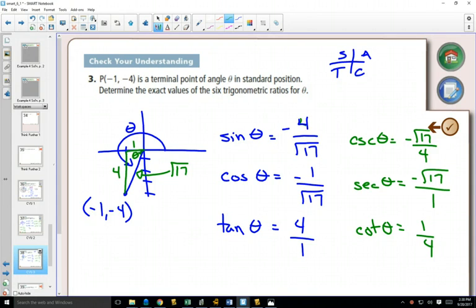So anytime you can draw a triangle, you can figure out the trig ratios.